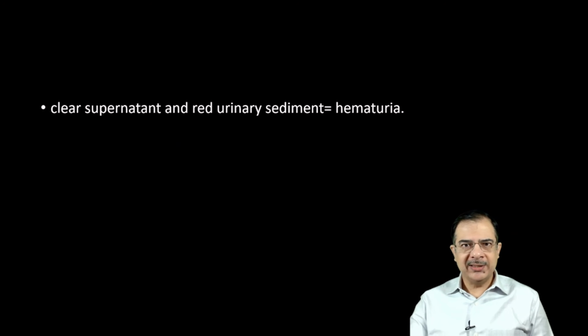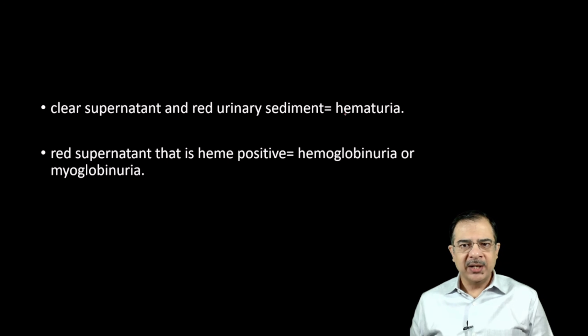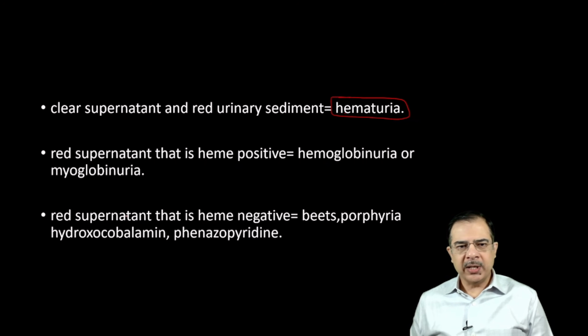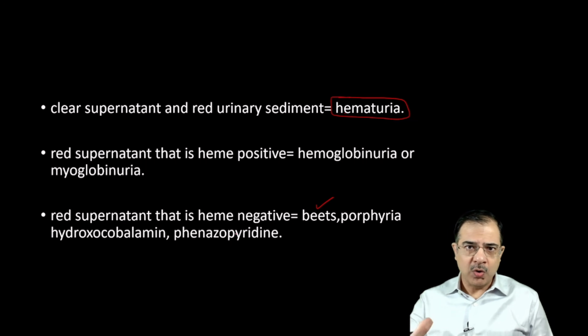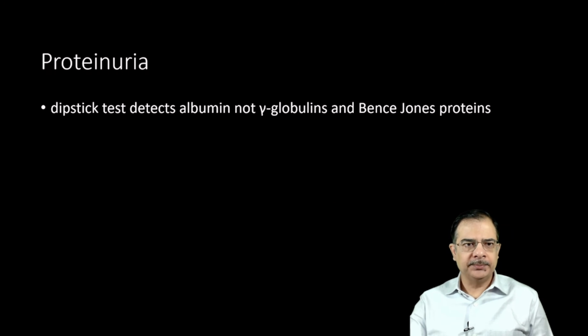So when urine color is red, we centrifuge the specimen, and if there is red urinary sediment, this is most likely a case of hematuria. While if there is a red supernatant and that is heme positive, it is hemoglobinuria or myoglobinuria. And if there is a red supernatant, that is the upper layer of the centrifuged urine specimen, that is red in color but heme negative, it can be because of beetroot ingestion, and there can be other drugs like B12 or phenazopyridine. Phenazopyridine is a drug which is given for urinary tract infections.